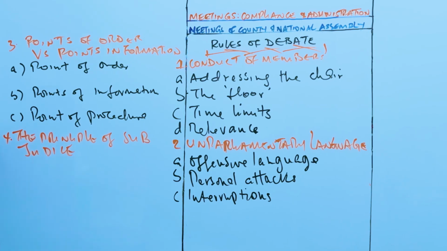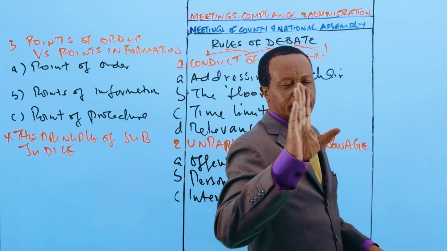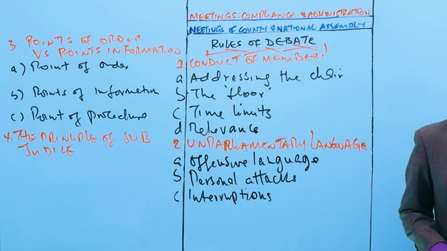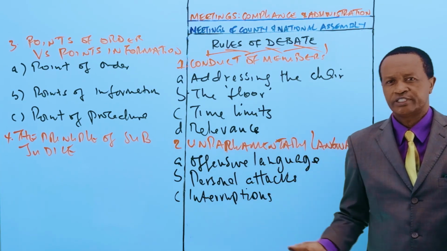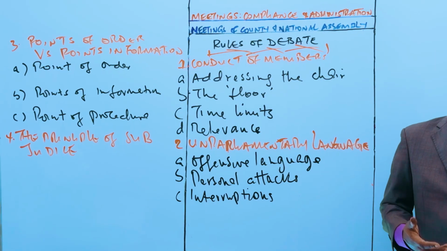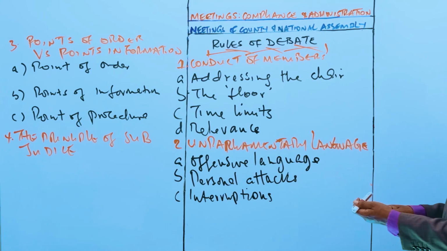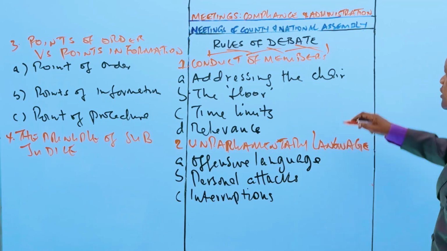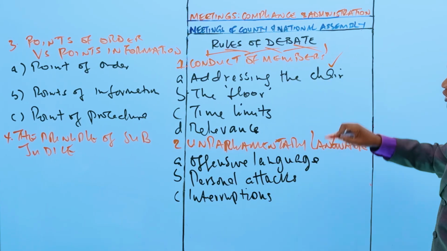So, candidates, that is all for today's lesson on the rules of debate in the National Assembly and the county assemblies. We say that the rules of debate are the procedural safeguards that ensure legislative discussions are orderly, relevant, and also fair. So the first rule here is addressing the chair and the conduct of members. Members are not allowed to address each other directly, but through the chair.